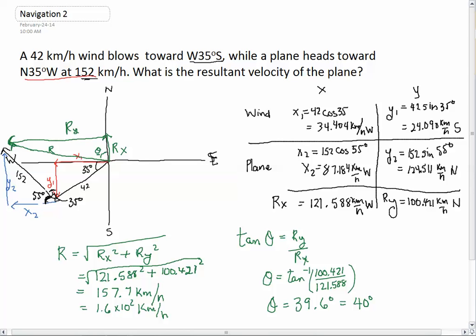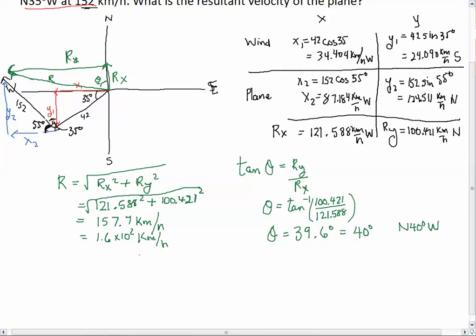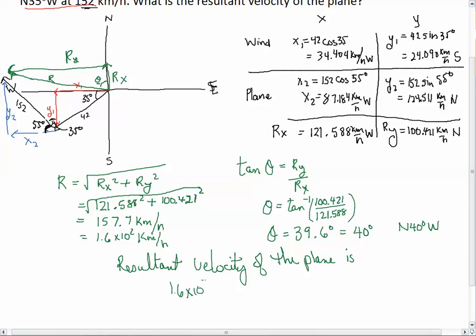And remember that we've gone from the north towards the west, so we would write this as north 40 degrees west. So to finish this, we would say the resultant velocity of the plane is 1.6 times 10 to the 2 kilometers per hour, north 40 degrees west.